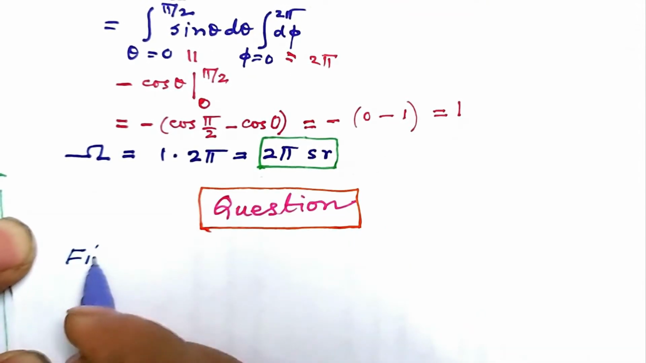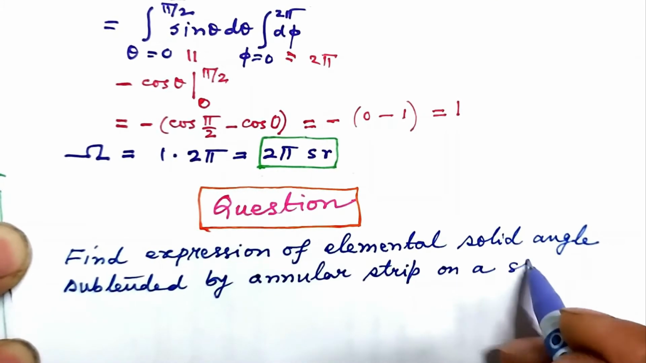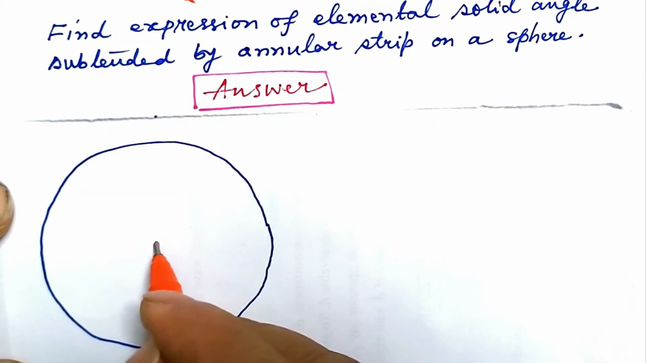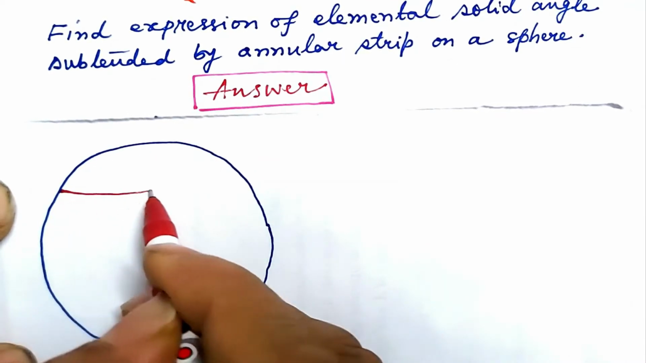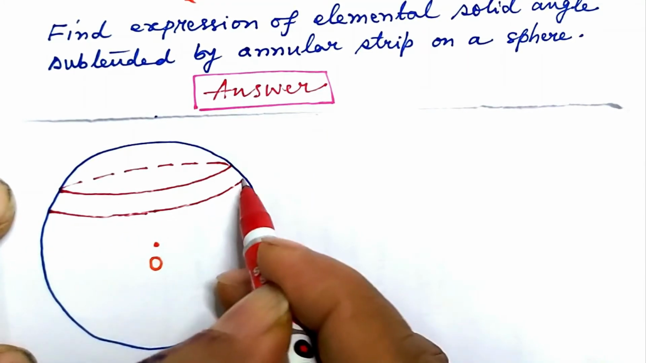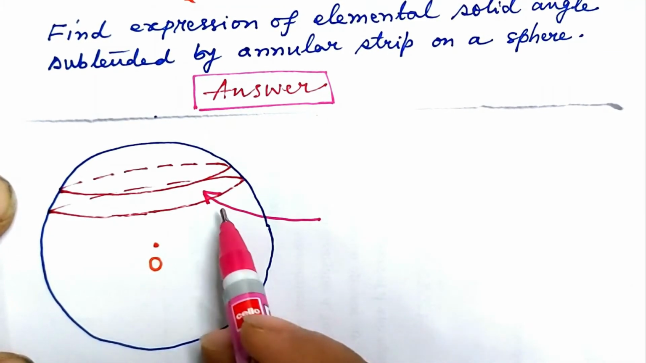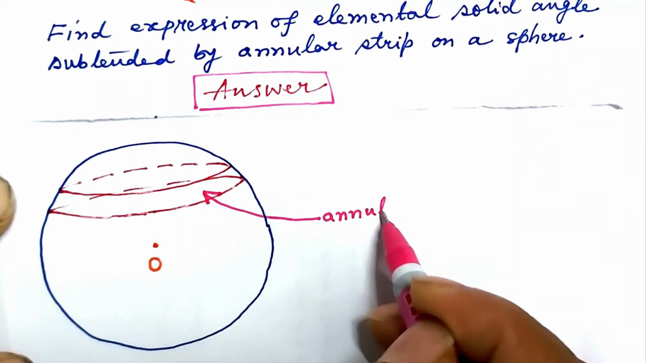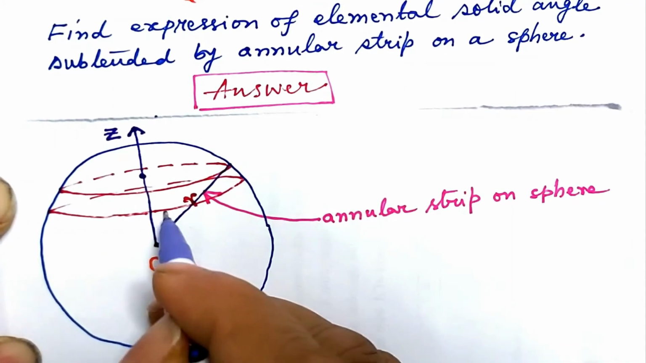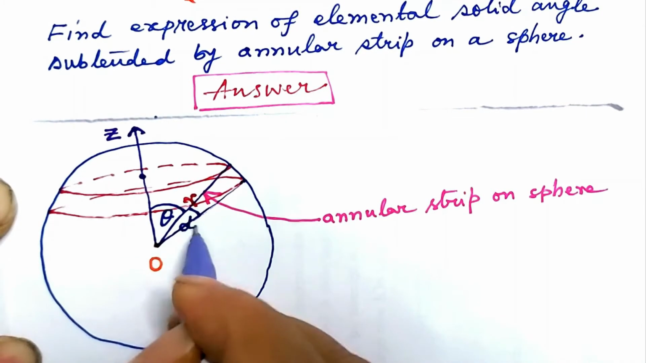Next question. Find expression of elemental solid angle subtended by annular strip on a sphere. The answer. Consider a sphere. This point is the center. Call it O. This is a circle parallel to XY plane. This is another circle also parallel to XY plane and is situated close to the circle drawn earlier. The two circles define annular strip on the sphere surface. This is Z axis. This is R. This is theta. This is d theta that represents the angular width of the annular strip.